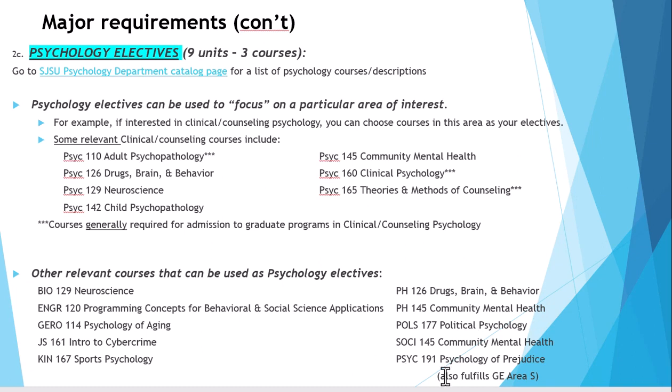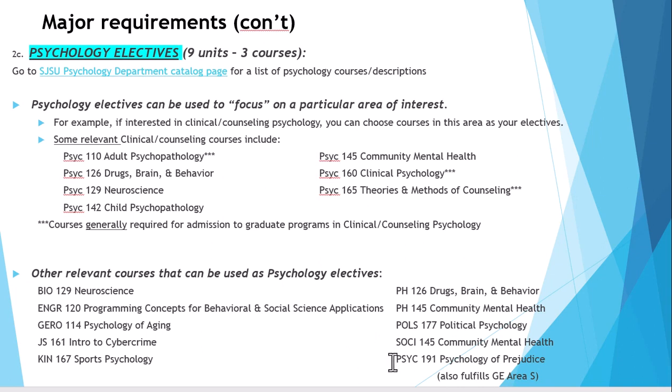And then for Psych 191, I'd like to highlight that as a possible psychology elective for students. Psych 191 is the psychology of prejudice. And what's interesting about that class is not only can it fulfill a psychology elective requirement, but that class also fulfills an upper division GE requirement. Okay, so area S of SJSU studies more specifically.